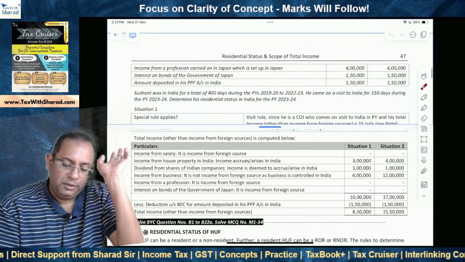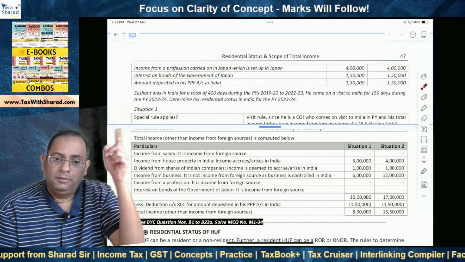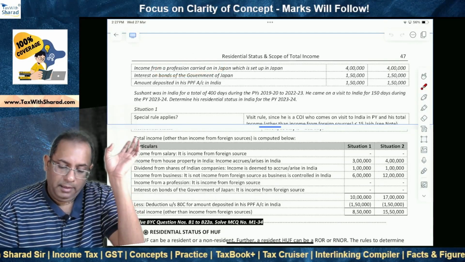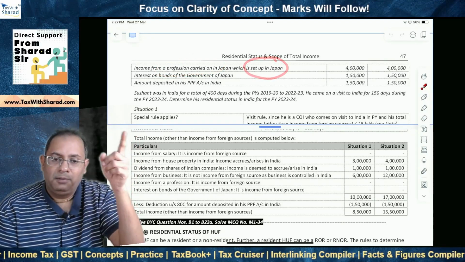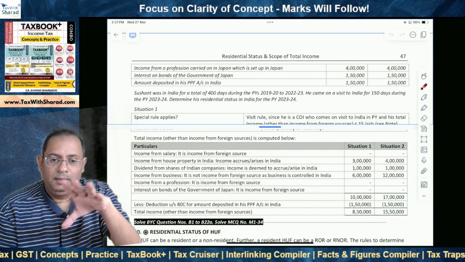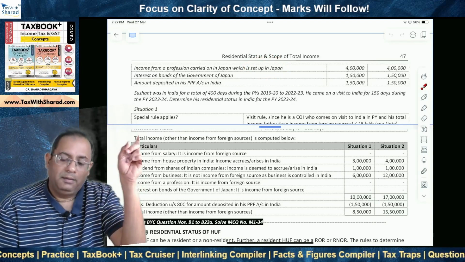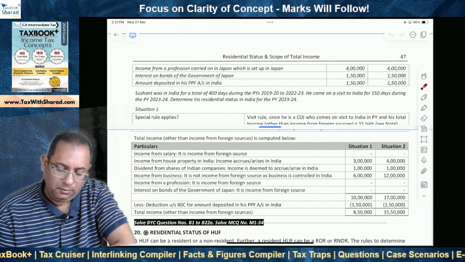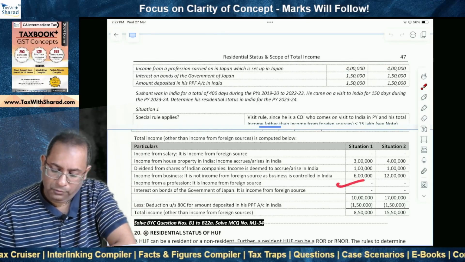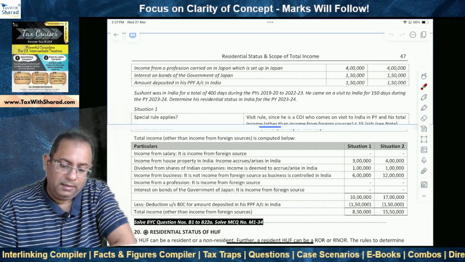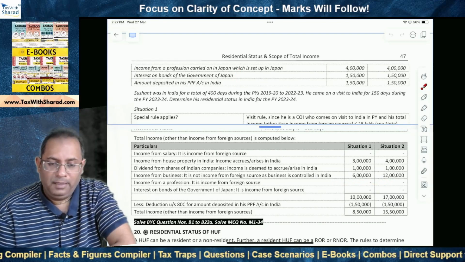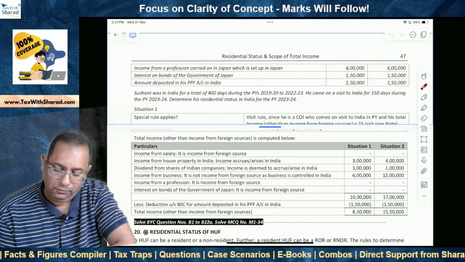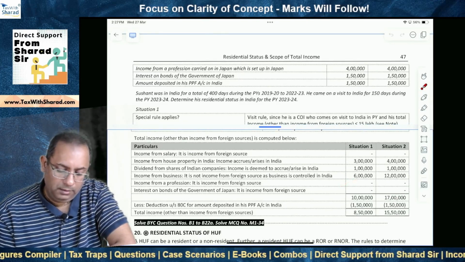Next is income from a profession. It is carried on in Japan, so income is accruing or arising outside India, and the profession is set up in Japan, the profession is not set up in India. That means the income is income from foreign sources. So we will not include 4 lakh. Next is interest on bonds of the government of Japan. So it is not Indian income, it is income from foreign sources. We will not include this as well.